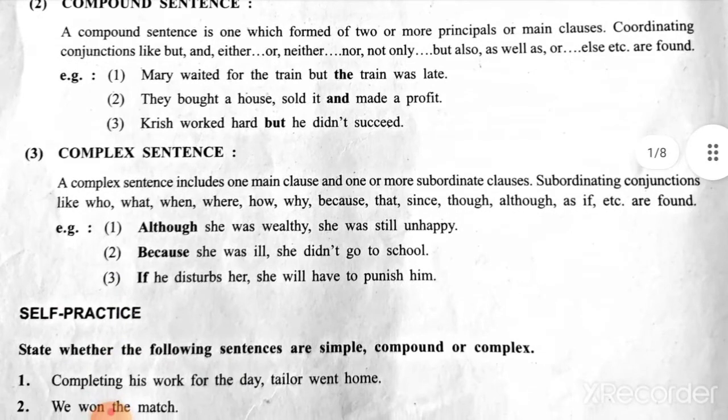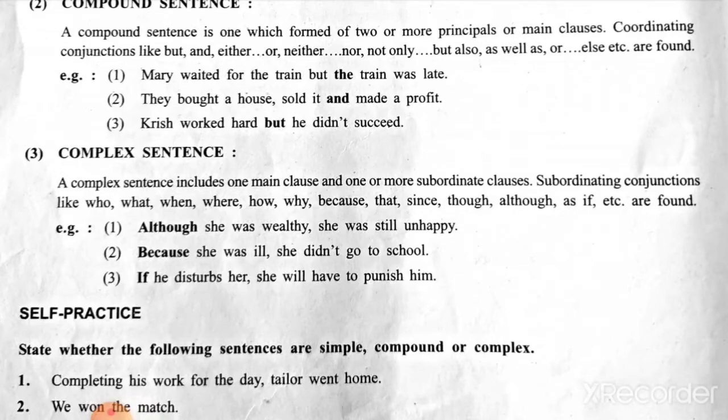Another, that is complex sentence. A complex sentence includes one main clause, meaning one main sentence, and one or more subordinate clauses, another sentence. Subordinating conjunctions like who, what, when, where, how, why, because, that, since, though, although, as if, etc. are found.